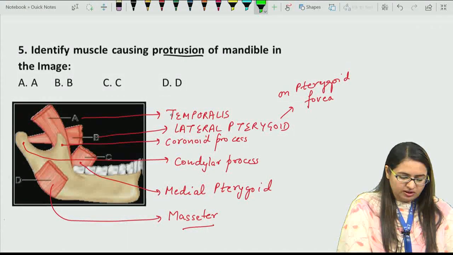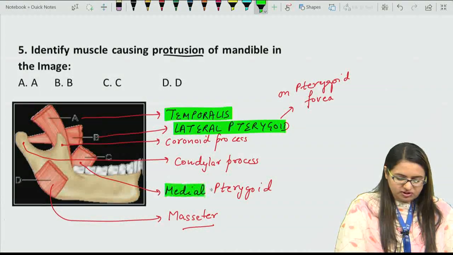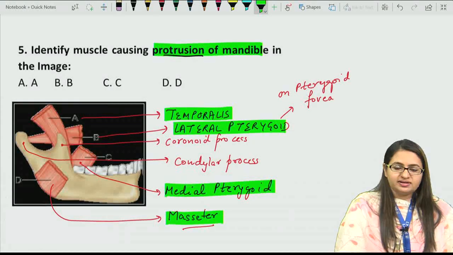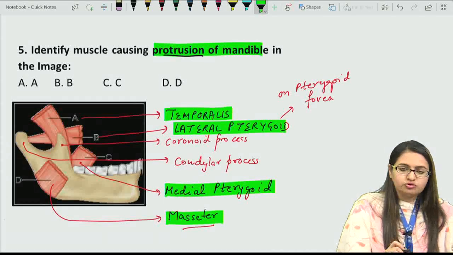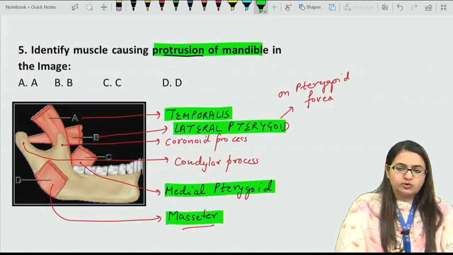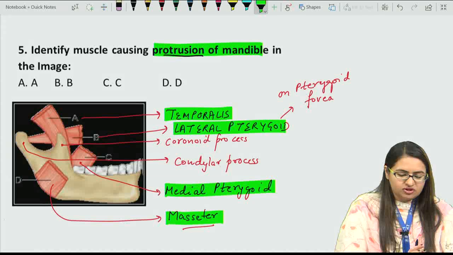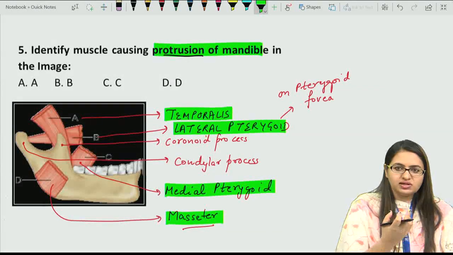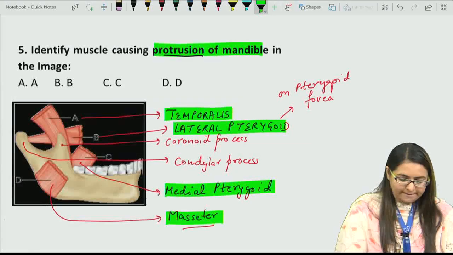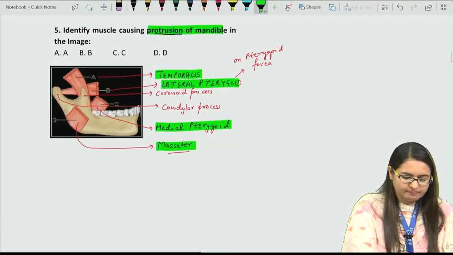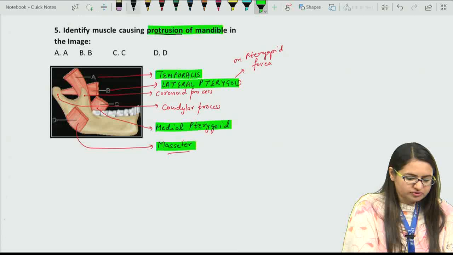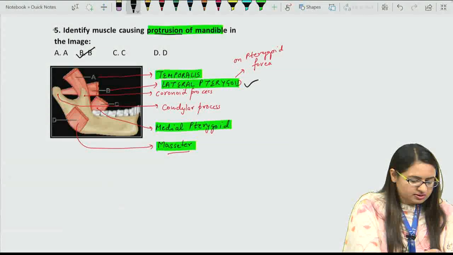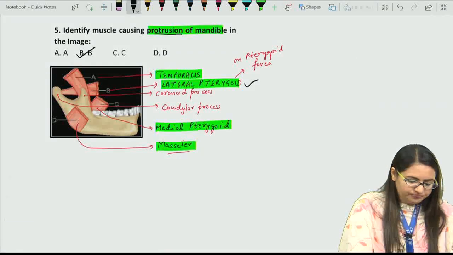Now in this we have to decide which muscle is actually helping in the protrusion of the mandible. If we talk about the actions of all the muscles, for the protrusion of the mandible, the lateral pterygoid is the main muscle which acts for the protrusion. It helps in the protrusion of the mandible as well as it moves the mandible down. So the answer for this question will be lateral pterygoid, which is option B. So the answer for the 5th question is B.